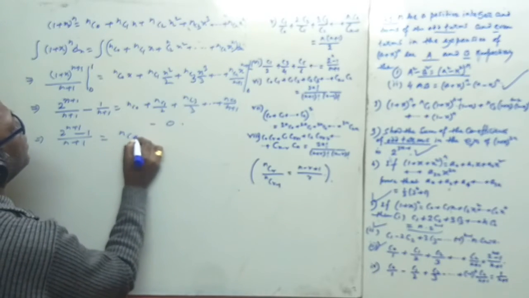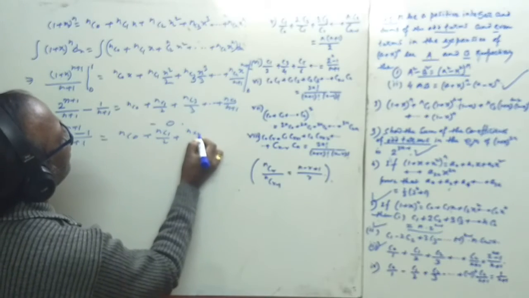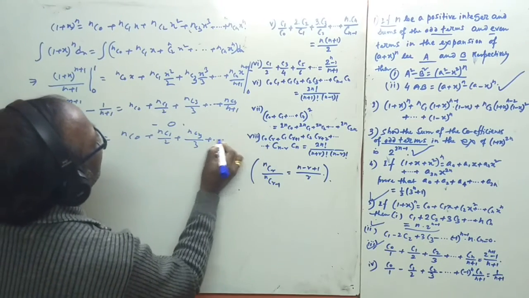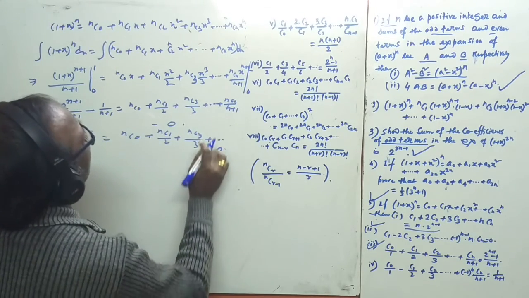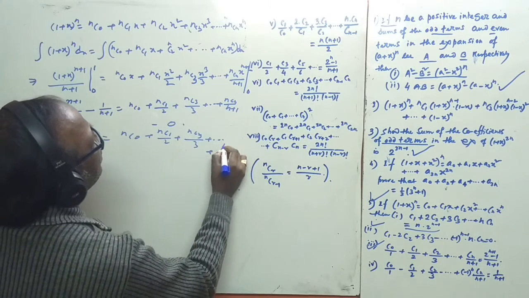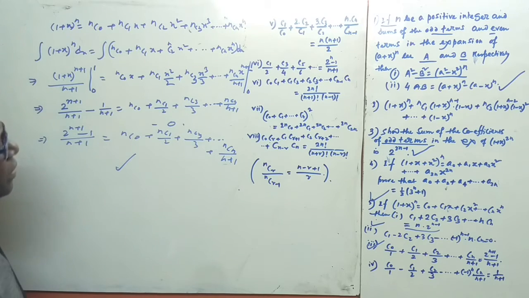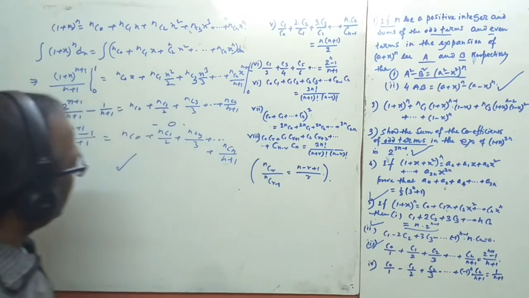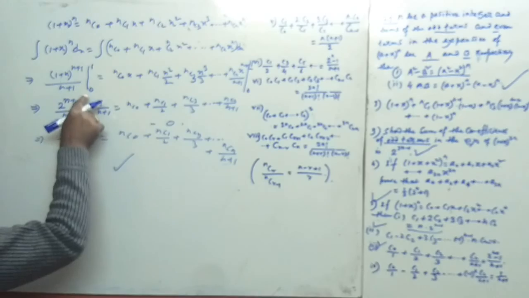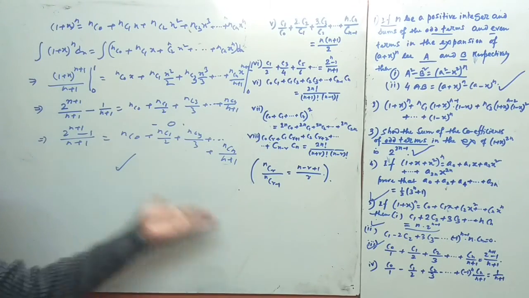That is equal to nC0, nC1 by 2, nC3 by 3, nCn by n plus 1. This is your answer. Okay, see the solution, this is your answer. If there be minus, this is minus, so we can use the limit minus 1 to 0, have to put there. Okay, then we got the relation.